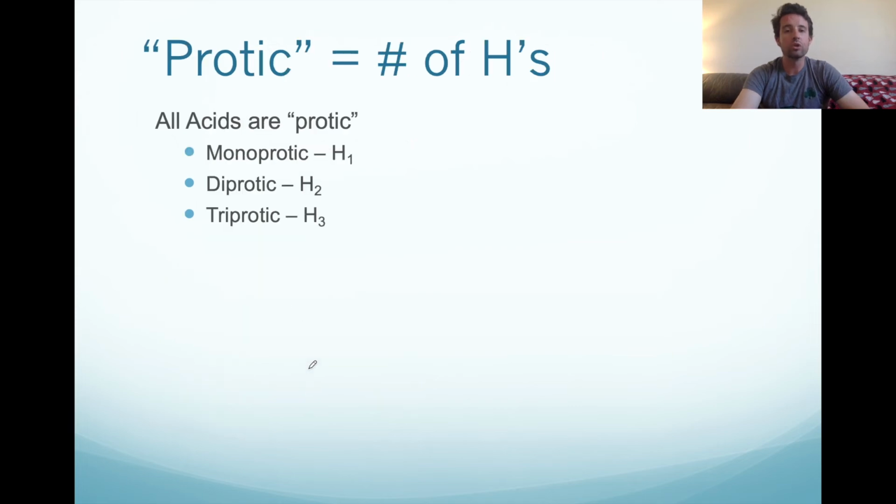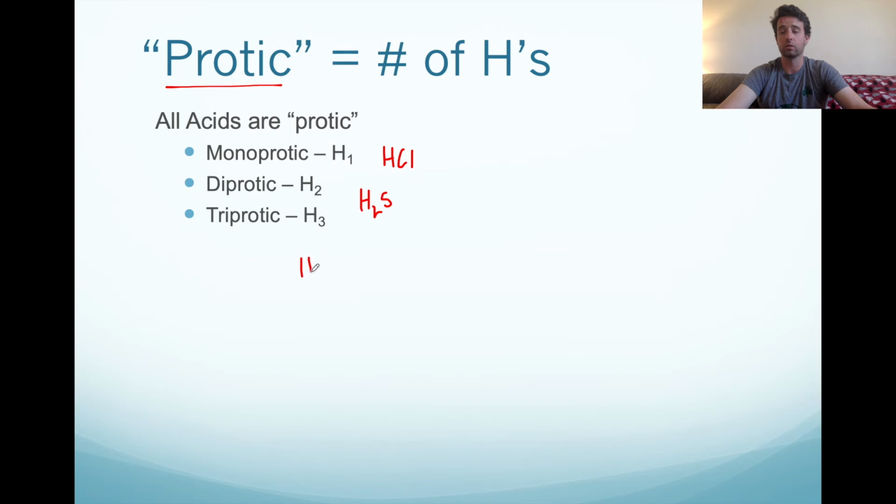Okay, another word you'll see, and I want you to write this down in your notes, is the word protic. Protic stands for the number of H's. So all acids are protic because they all have H's. That's what makes an acid an acid. You have to have a hydrogen. If you're monoprotic, mono means one, you've got one proton, one H. Diprotic means you have two H's. Triprotic means you have three H's. So for example, HCl would be monoprotic, but H2S, hydrosulfuric acid, would be diprotic because it's got two H's.